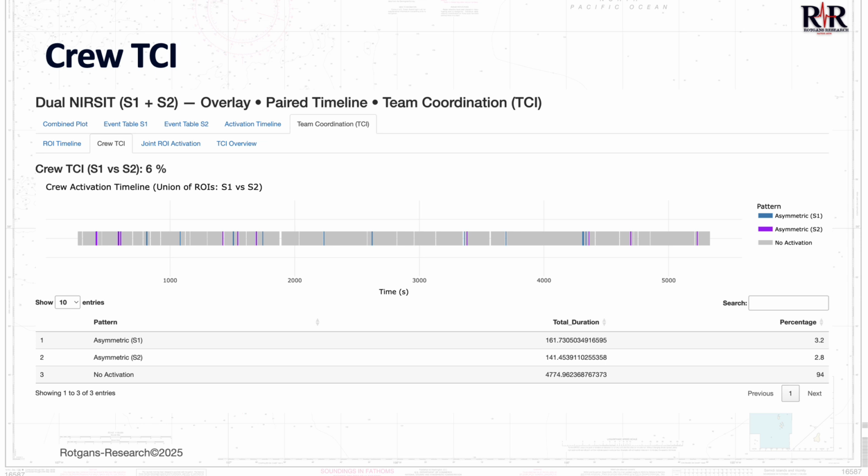If only A is active for a while, that's asymmetric, still efficient because the other operator can monitor. But if both spike at the same time across any ROI, that's a joint activation, and it lowers the crew TCI because it signals potential overload. So the crew TCI distills the entire crew's brain activity into a single score, showing at a glance how effectively they manage their workload as a team.